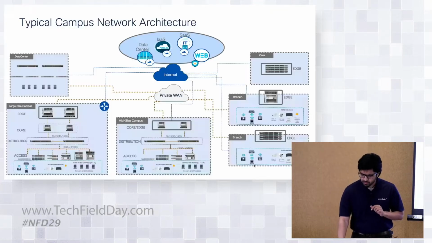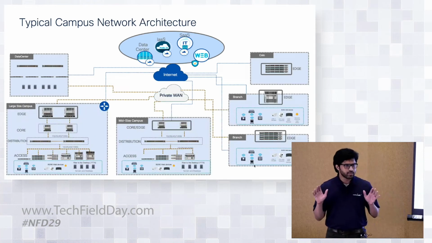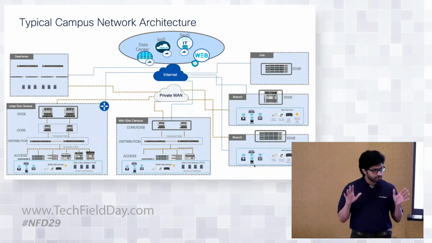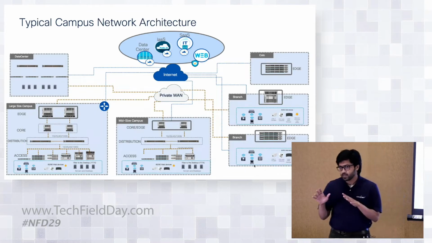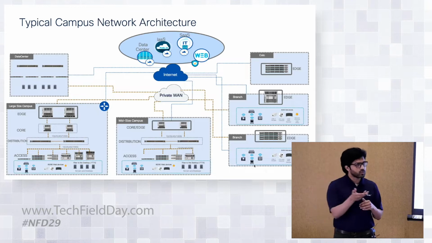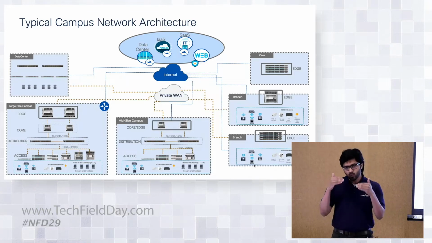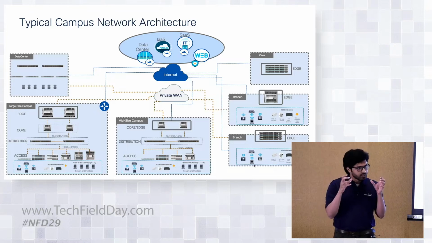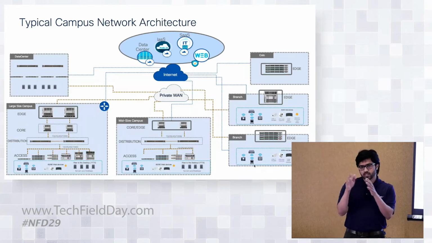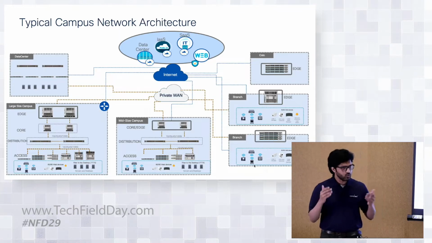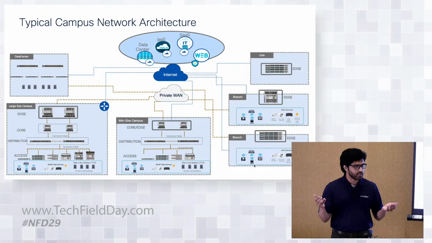So now, talking about typical campus architecture, it could be classified into a large campus, a medium-sized campus, and small campuses, or you could think about branches or satellite campuses. One thing you'll notice inside these networking segments, whether large, mid-size, small, or branch campuses, is that we typically have a hierarchy in the campus. And in this hierarchy, we have access, distribution, and core.